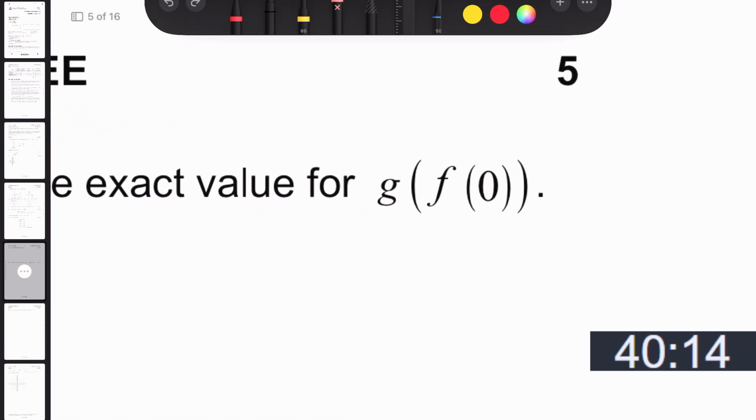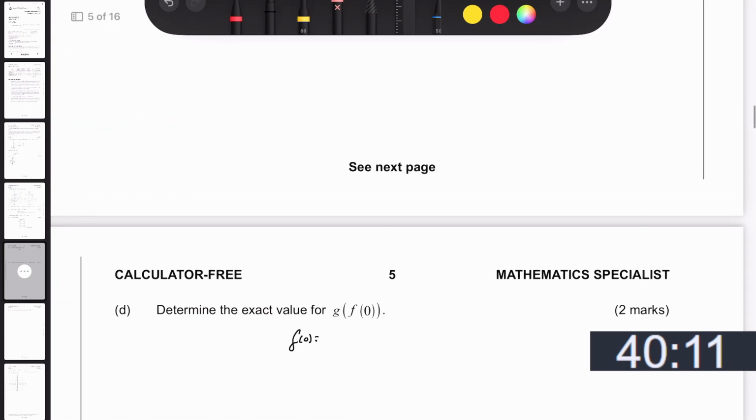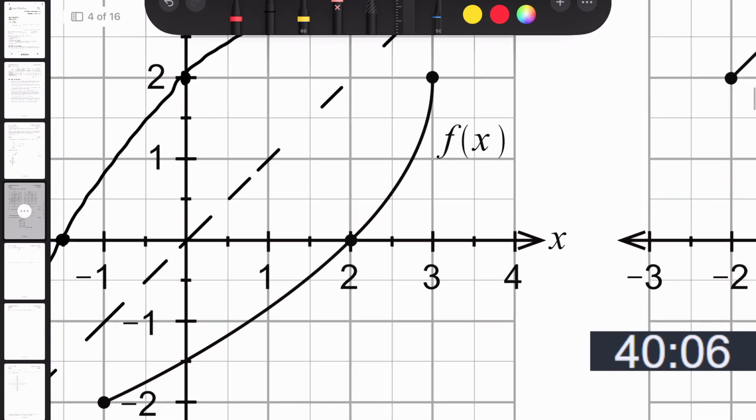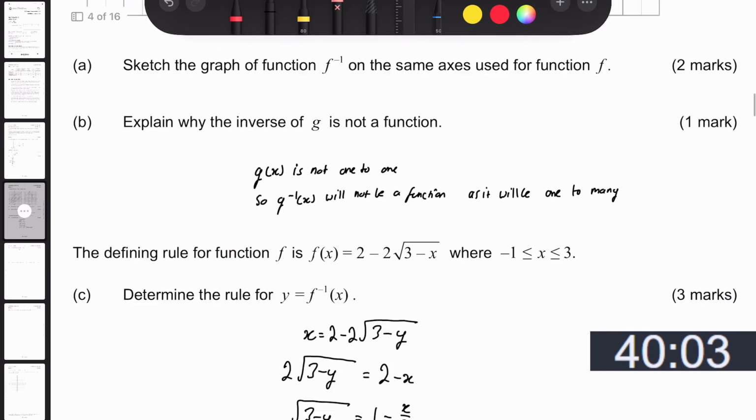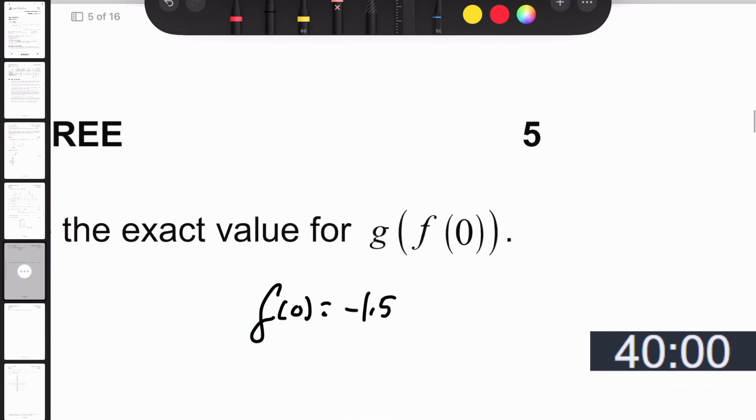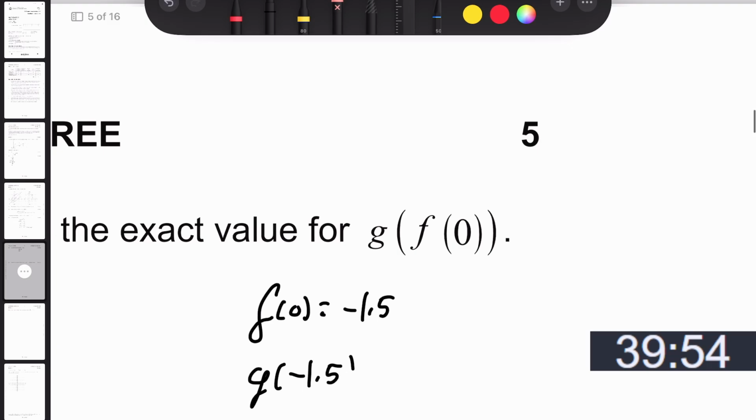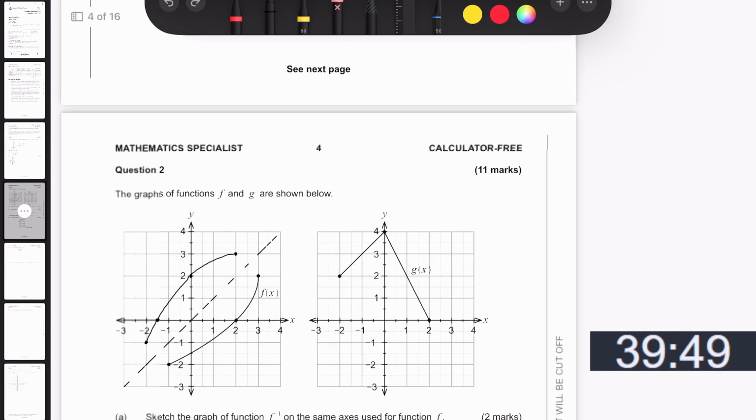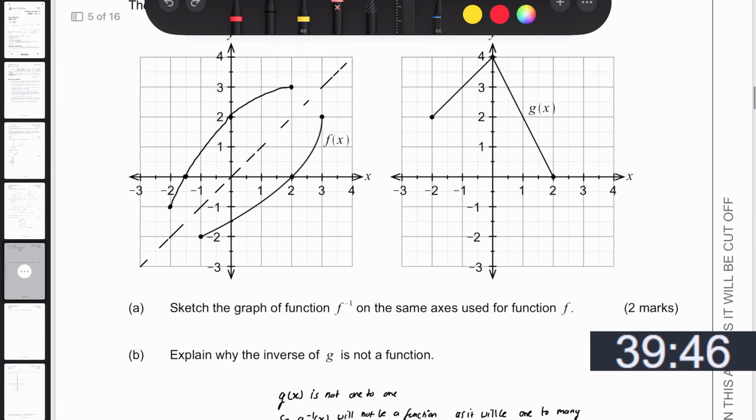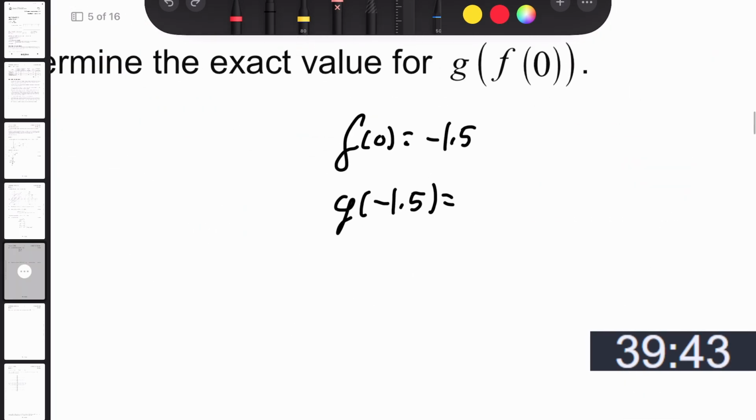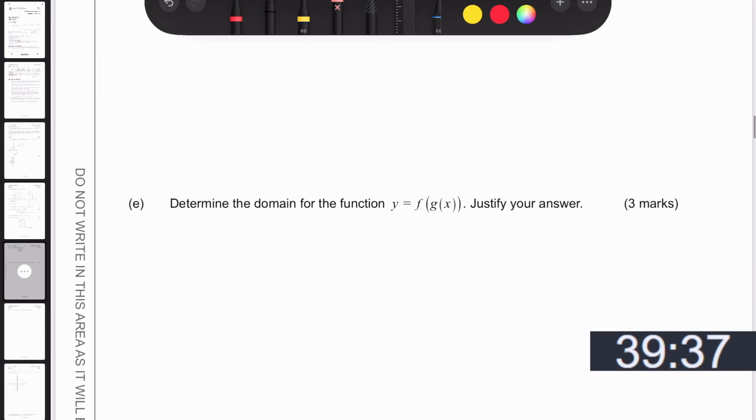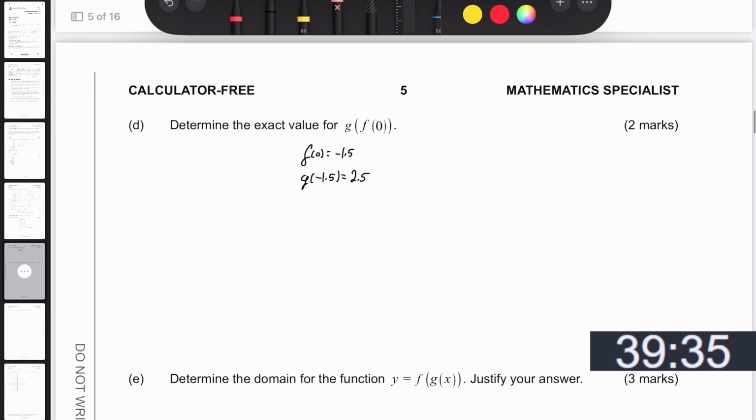Determine the exact value of g of f of 0. So let's say f of 0 is negative 1.5. g of negative 1.5 is equal to, so negative 1.5 is 2.5. Determine the domain for the function f of g of x. Justify my answer.